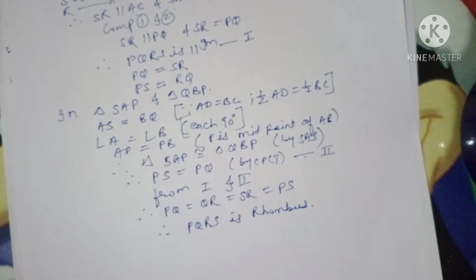Understood? Hi student, let's begin with question number 4 of exercise number 8.2. What is question number 4? ABCD is a trapezium, with AB parallel to CD. BD is a diagonal.